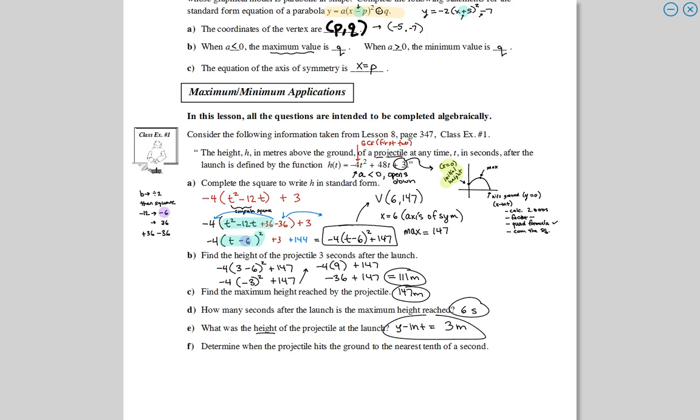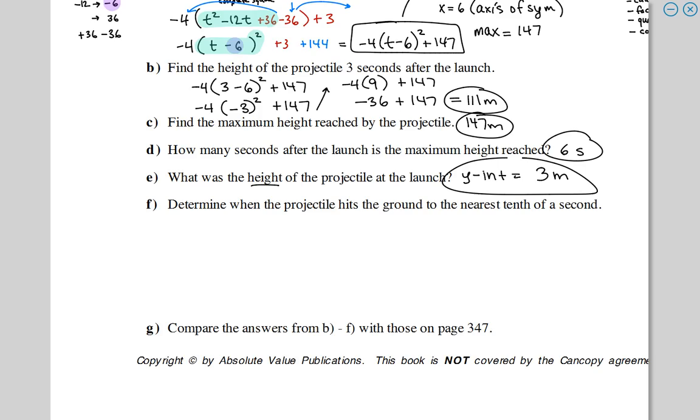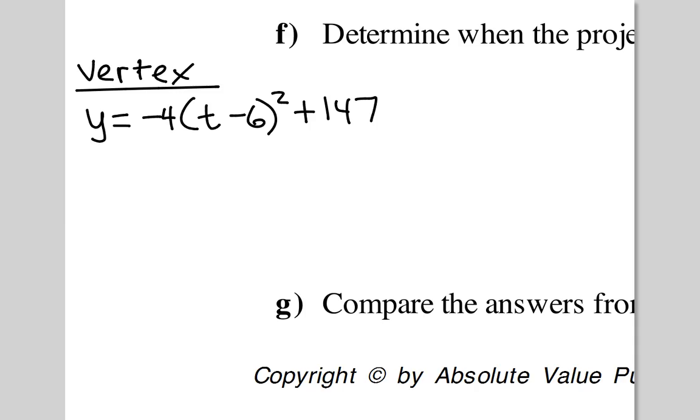Okay. So determine when the projectile hits the ground to the nearest tenth of a second. So, if it's in the vertex form, it's actually quite easy. If it's in the vertex form. If we're finding an x-intercept, what needs to be 0? Okay. Isolate the term involving t. So that means 147 has to come over here. Change the sign.